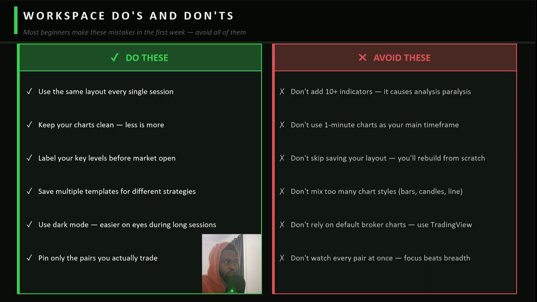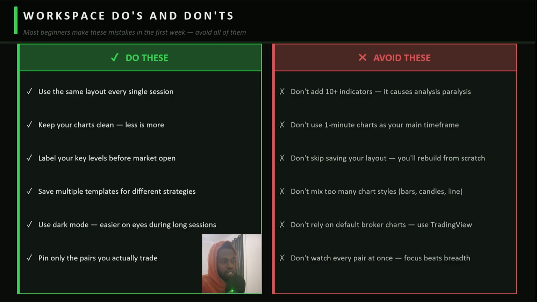You have to set multiple templates for different strategies, as we talked about. In order for you to execute quickly, you need the right tool for the right strategy. You have to use dark mode. Remember, as a trader, you would spend some good time on the charts. As you can see, I'm also using dark mode. In order to protect your eyes, to protect your health, you have to use dark mode. And pin only the pairs you actually trade. On your watch list, as you saw in our TradingView, you have to narrow down to only the pairs that you're trading.